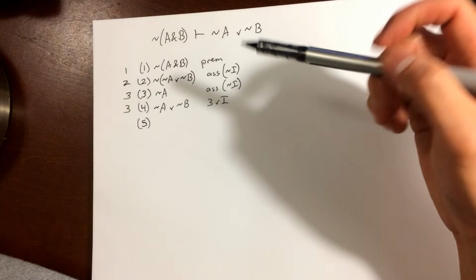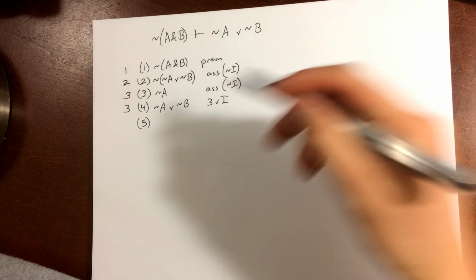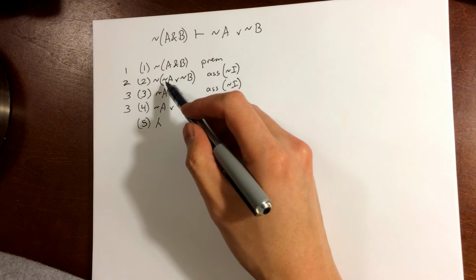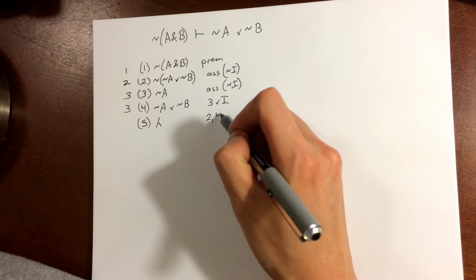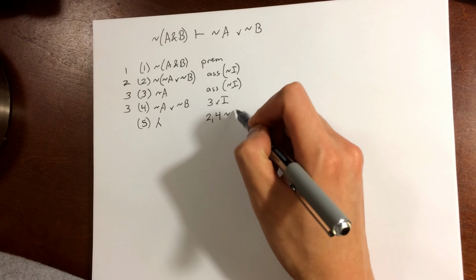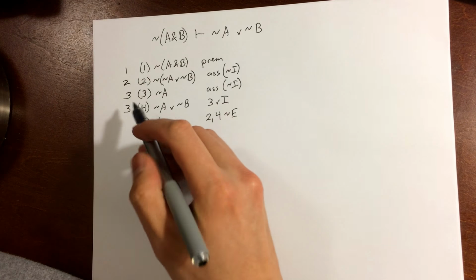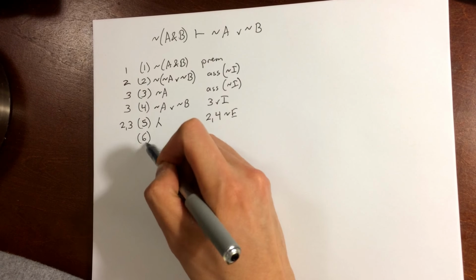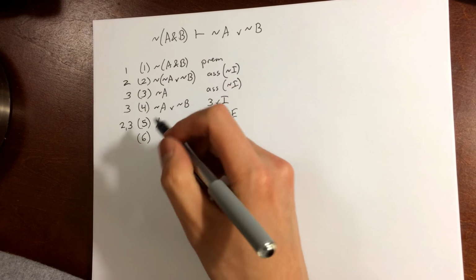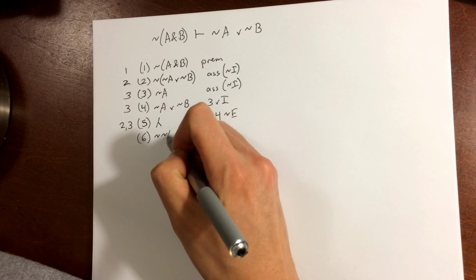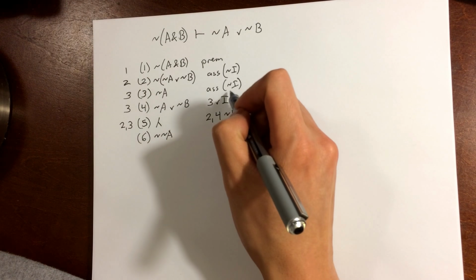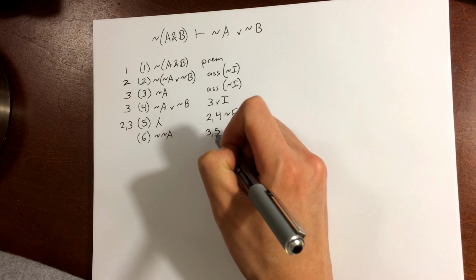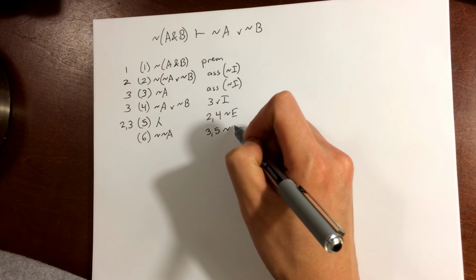Okay, so on line 5, we have our lambda, because the contradiction comes from 2 and 4. That is negation elimination. So that's from 2 and 3. And then on line 6, we said that we can produce A from the contradiction. So that's what we're going to do. And we're going to produce A by negating not A. Right? And so that's 3 and 5. Negation introduction.